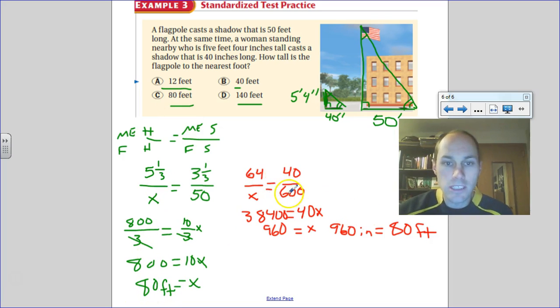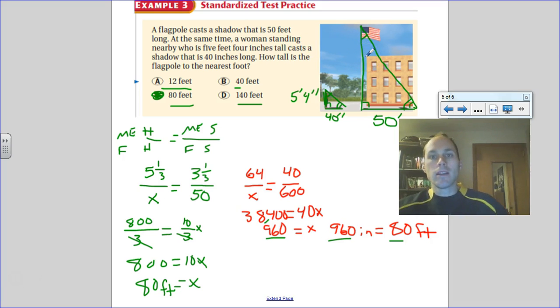Check to see if my inches is correct. 600 times 64 is 38,400 equals 40x, divided by 40, x is 960, that's inches. Divided by 12, I get 80 feet. So they both match up, so hopefully I'm right. 80 feet tall is the flagpole.